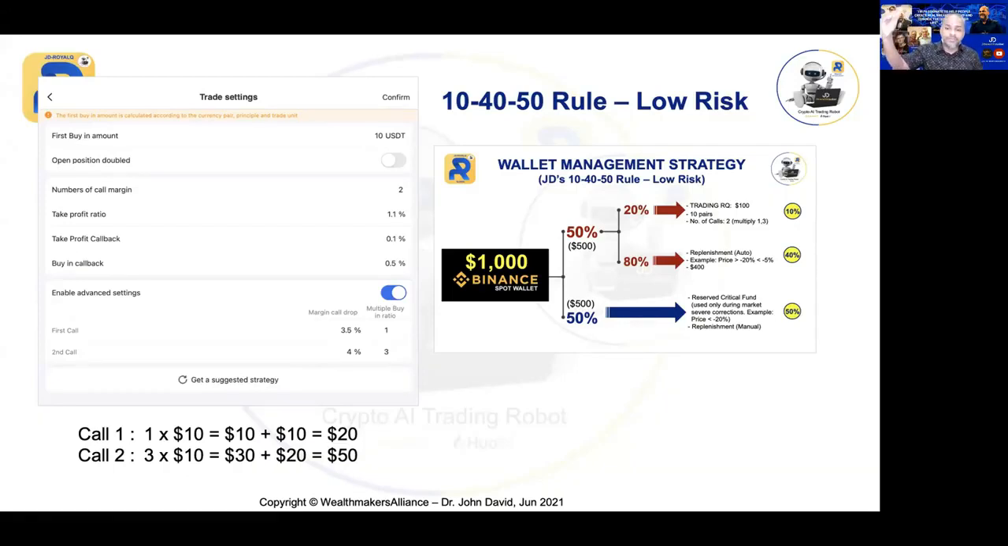When the first call is hit, your total order is now $20. It's cumulative. Now, if the market goes further down and hits your second call, that will be multiplied by 3. So 3 times 10 will be $30, and earlier you have another $20. So 30 plus 20 will be a total of $50. Can you see that? So with this setting, the robot will only use a maximum of $50 for each pair.